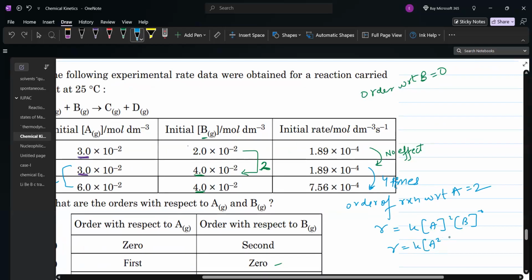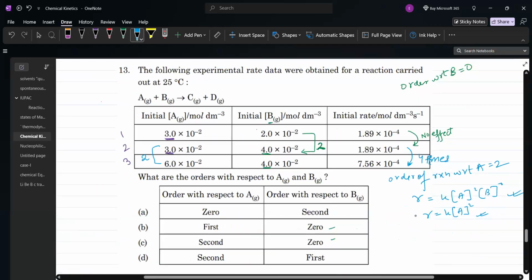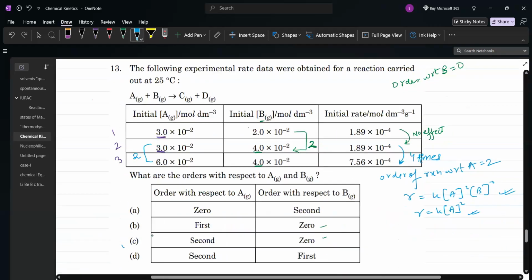Sorry. This one is more appropriate, and this one is also correct. Okay. So which one will be the correct answer? This one will be the correct answer, right? So can you Yes, sir.